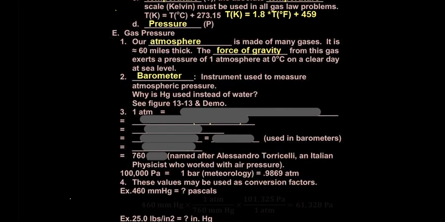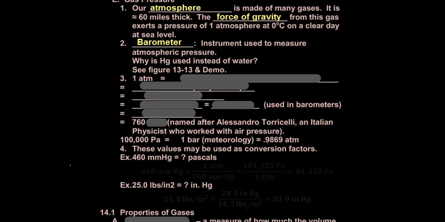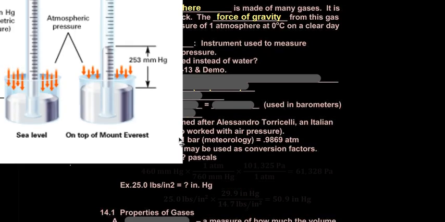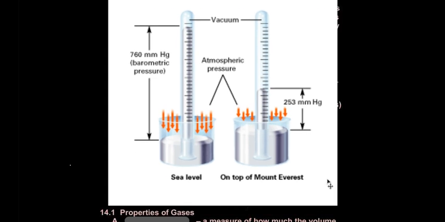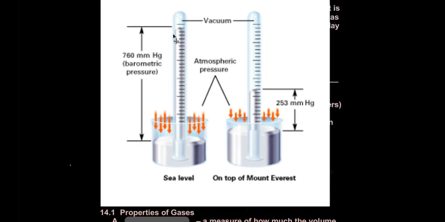Okay, and barometers use mercury, and you may have heard of this before, to measure the pressure. Here's our barometer, and what this does is we have the pressure of the air pushing down on a pool of mercury. And the greater the pressure, the more mercury gets sent up into the tube, and the higher a column of mercury is supported.